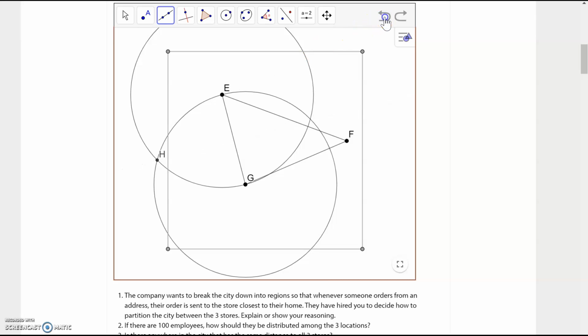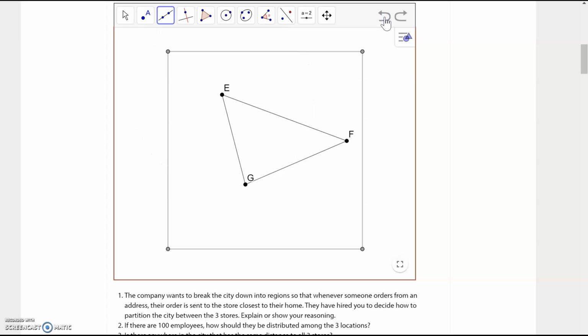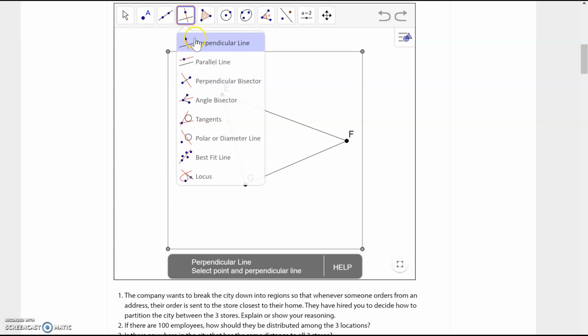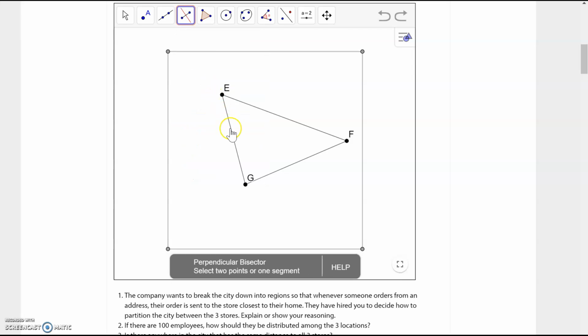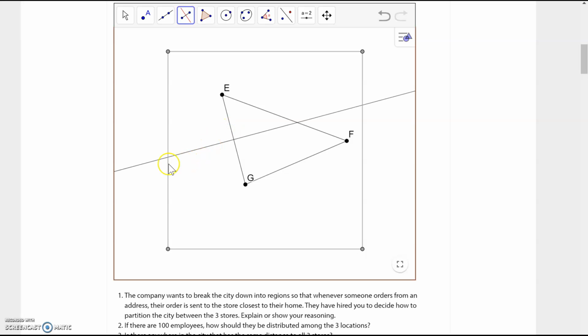What I want to show you, though, is that there's actually an easier way to create a perpendicular bisector. If you come up here to this other tool, we can make a perpendicular line through a point, a parallel line through a point, perpendicular bisector, angle bisector. Tangents, lines of best fit, all this, we'll get to that later. But we want to create a perpendicular bisector of this line segment. Click on it, and there it is. If we want a perpendicular bisector of EF, we can just click on it, and there it is. Perpendicular bisector of GF, we click on it, and there it is.